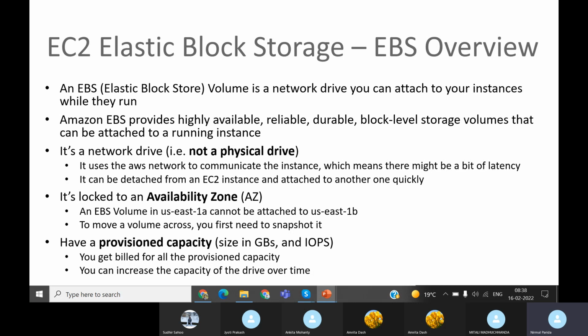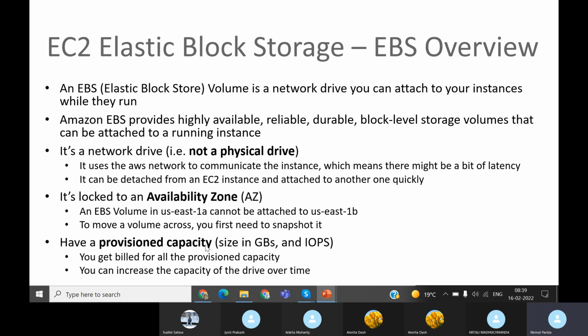To move a volume across, you first need to snapshot it. You have to create one snapshot, then copy the snapshot from one availability zone to another. Then you can create another EBS volume there. You can also move from one region to another region by using the S3 copy operation.